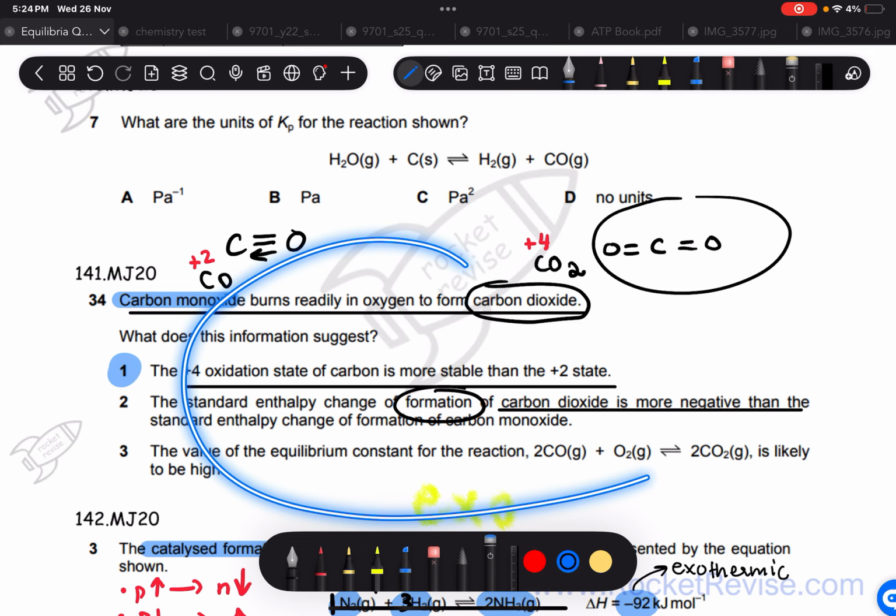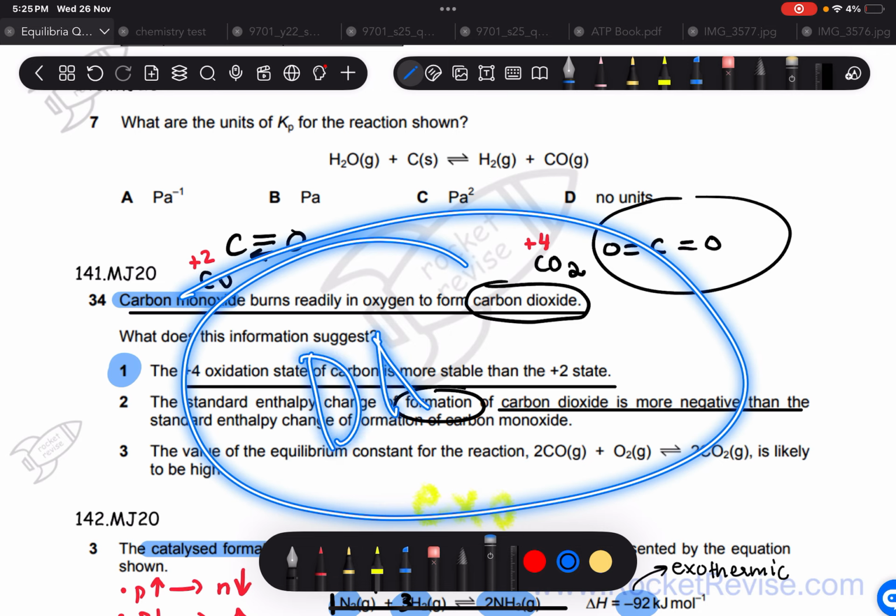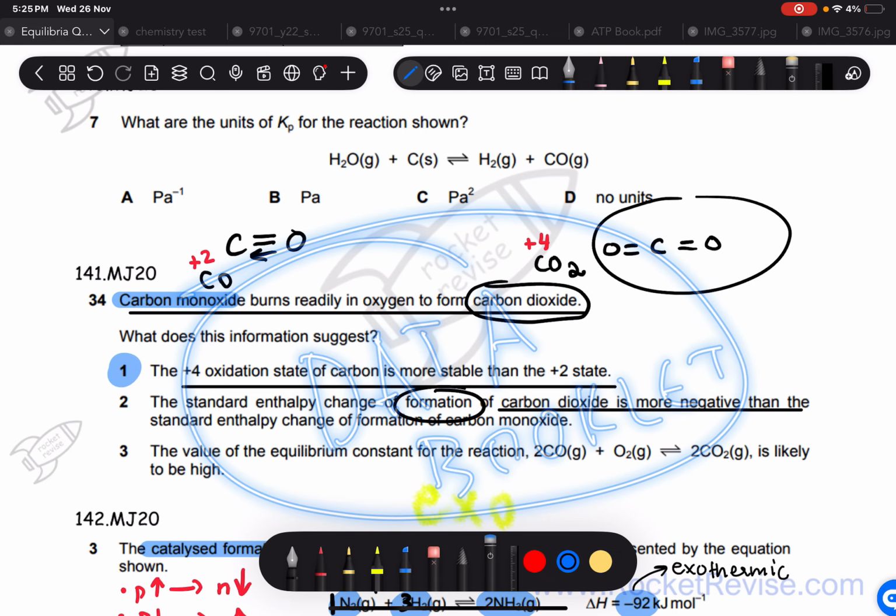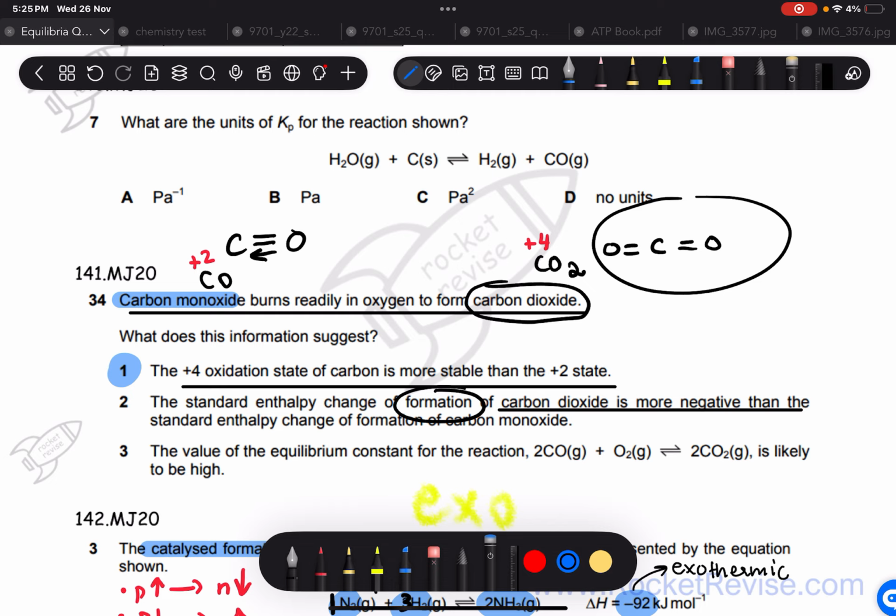And with this, you're given a data booklet which has all the enthalpy changes from which you can see it. But right now I'm not using it, I'm just guessing that it's going to be more negative, but you should use it because you have to do the exam. Okay, the value of the equilibrium constant for the reaction 2CO plus O2 is likely to be high.